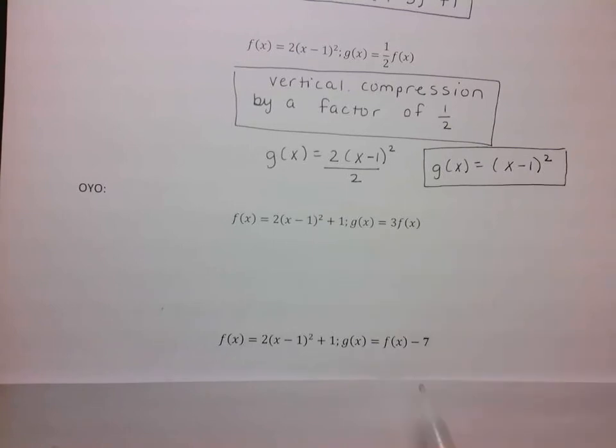Now let's look at this one. What am I doing here? I'm shifting the function down 7. In order to create function g, I'm taking the original function f and I'm shifting it down 7 units. And how am I doing that? I'm subtracting 7 from the function.